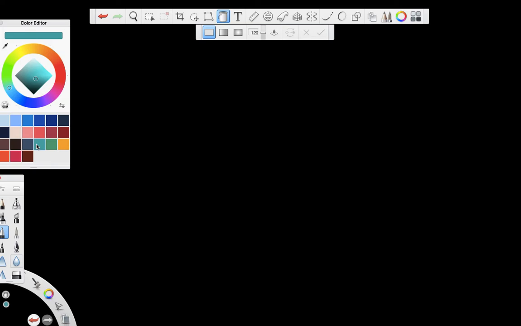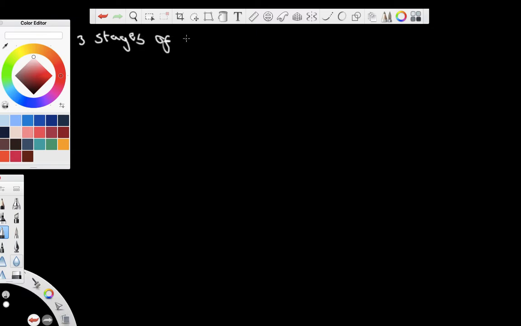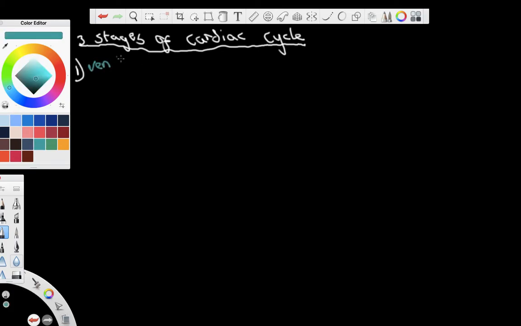We need to talk about the three stages of the cardiac cycle. So we can say three stages of cardiac cycle. Okay. Now, stage one is ventricular diastole and atrial systole. So we can say ventricular diastole and atrial systole. Okay. Now during this, the ventricles relax and the atria contract.